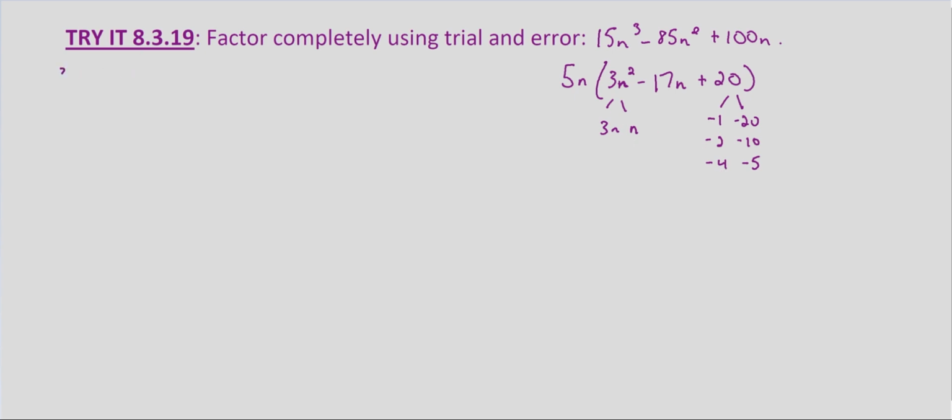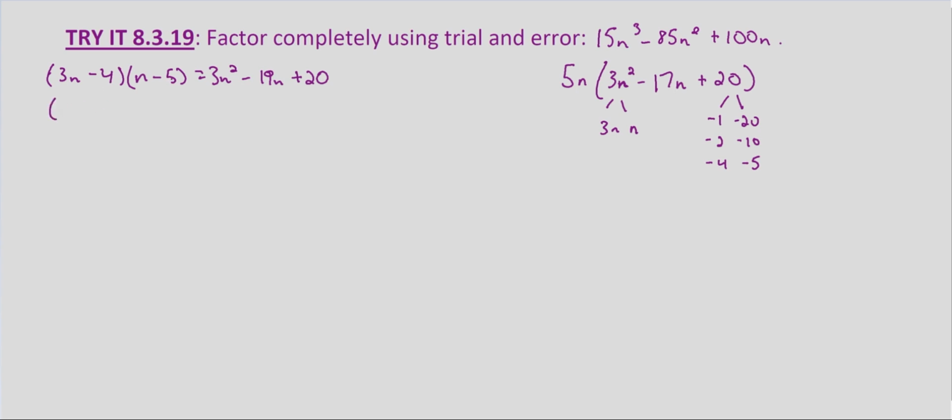So 3n minus 4 times n minus 5. That gives us 3n squared minus 15n minus 4n is minus 19n plus 20. So that's not what we're looking for.